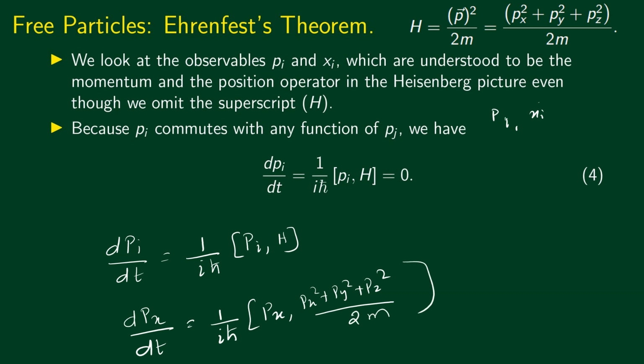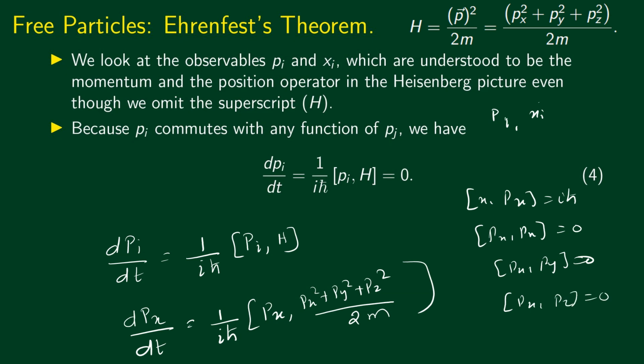Okay. Now we know the fundamental commutation relations. X with px is ih bar, but px with px is equal to 0. Px with py is also equal to 0. Px with pz, these are all 0, which means that px here commutes with the Hamiltonian. In general, any pi commutes with the Hamiltonian. So dpi by dt is equal to 0 according to the Heisenberg equation of motion.